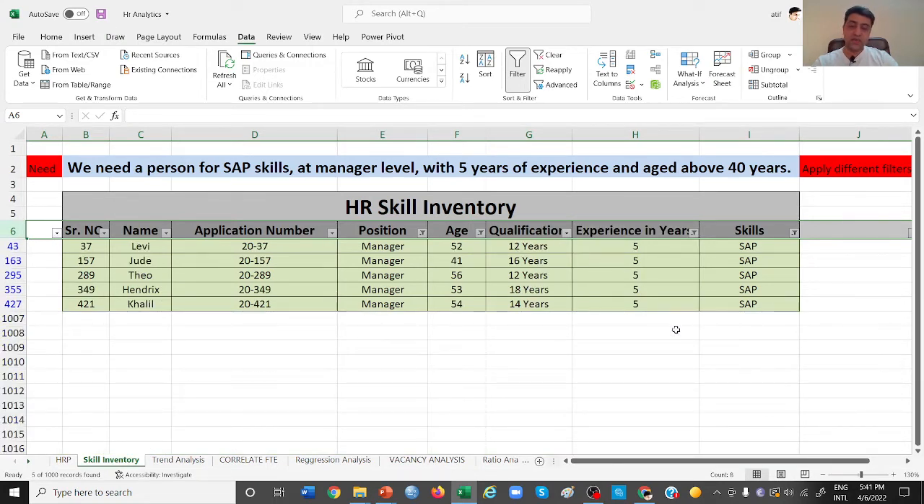So this is how it becomes very easy for you to identify the people, identify the talent based on the needs, based on the skills, based on the experience, and any other criteria that we want to use.